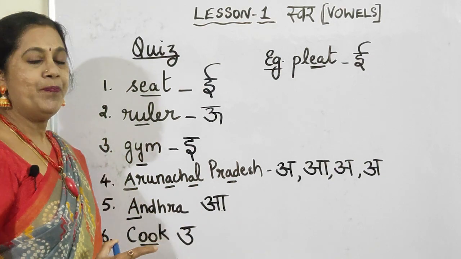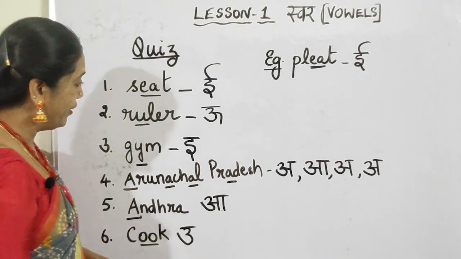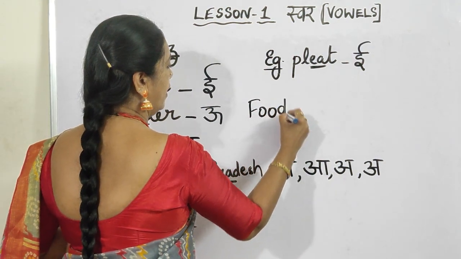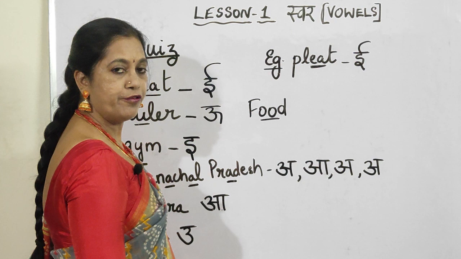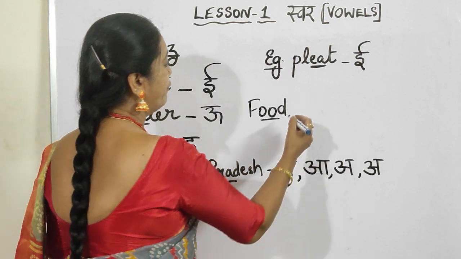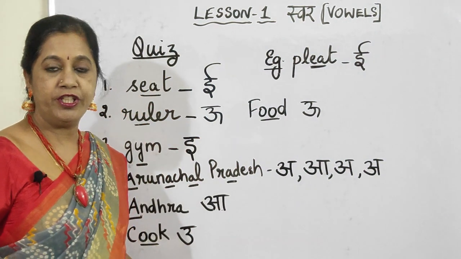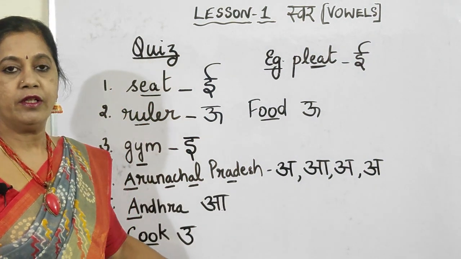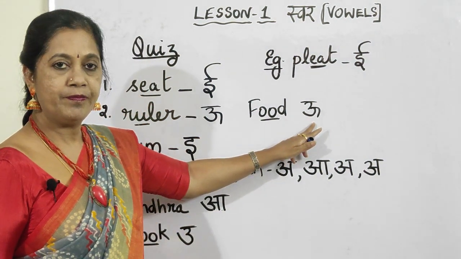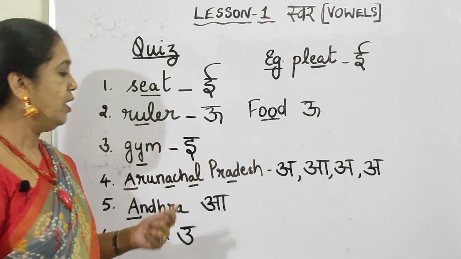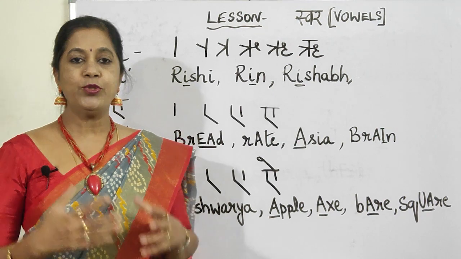Right? Now, the same way, if I'm going to give this word and I underline, it is not food with a short sound, it's food. Food. We don't say it short, we say it long. So it is oo. Okay? So you should be very careful in pronouncing the letters. Now let us go into the video.